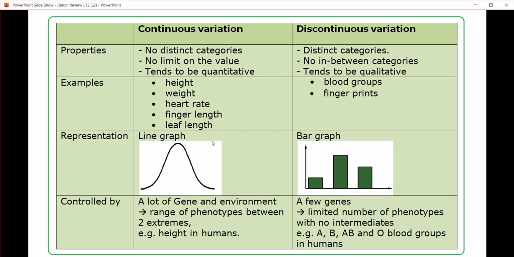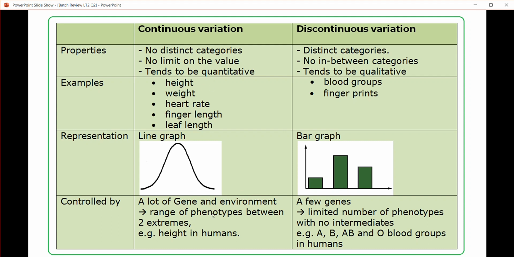If representation will be talked about, the continuous variation is represented by a line graph, particularly a bell-shaped curve, while the discontinuous variation can be represented by a bar graph with only a few categories. The continuous variation is controlled by a lot of genes and also the environment, so don't forget that. And the discontinuous variation would only be controlled by a few genes. So it's very interesting that continuous variation, polygenes, are affected by the environment.